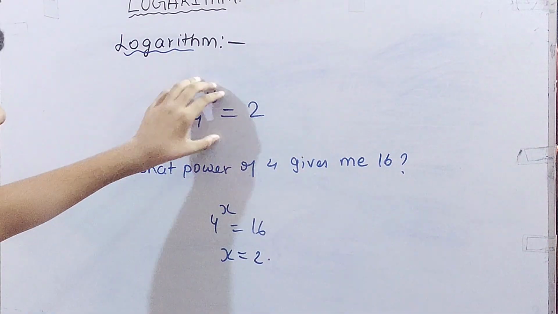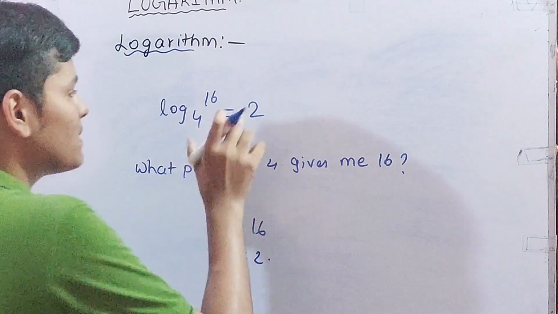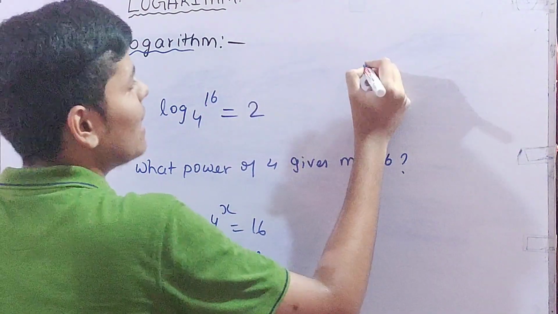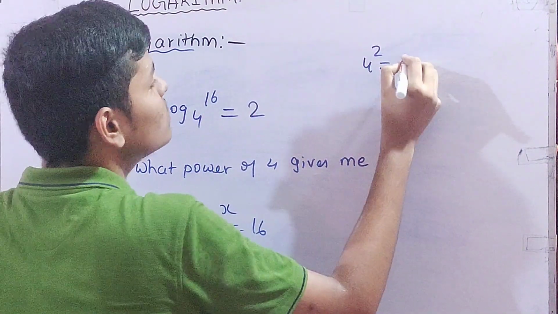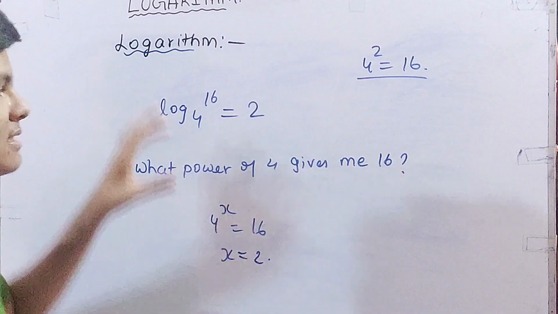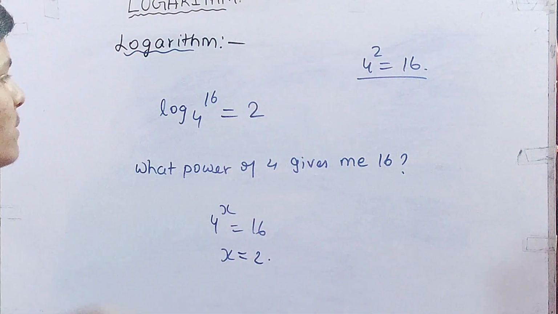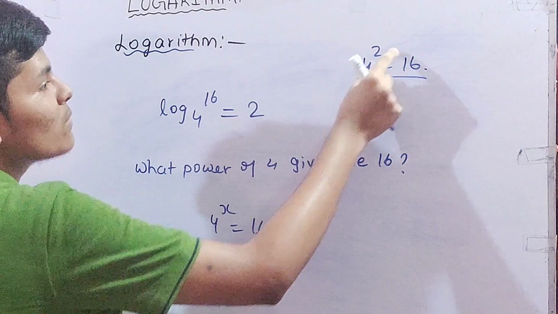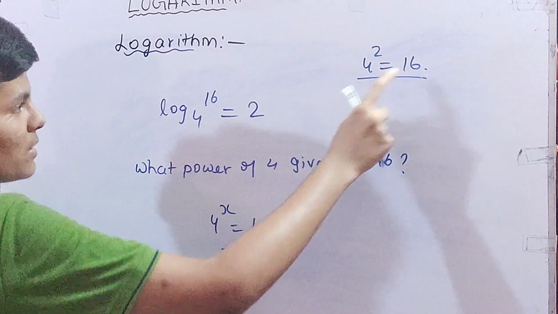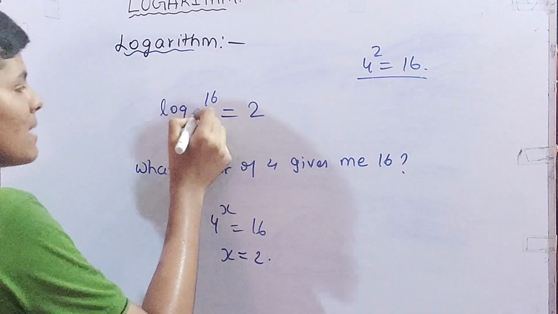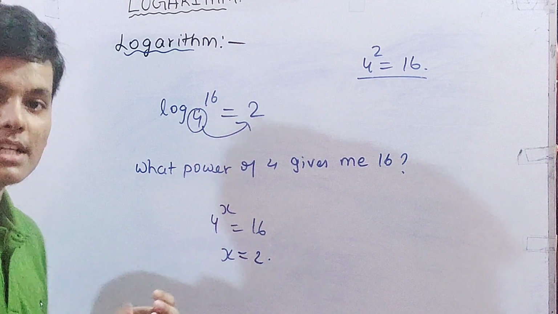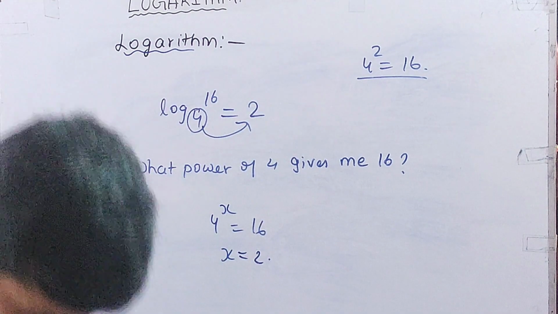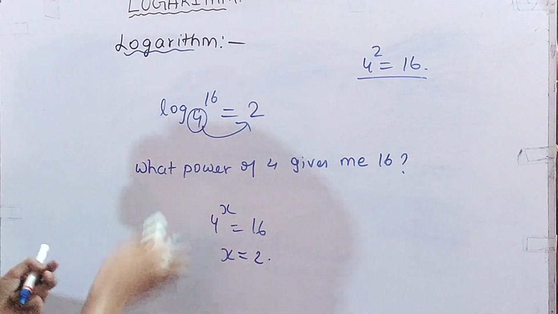How can we represent this in the form of exponents? Representing this in the form of exponent can be as 4 square is equal to 16. Now this is the relation between logarithm and the exponent, that 4 square is equal to 16 and log of 16 to the base 4 is 2. So if you multiply 4 2 times to itself, then you will get the answer as 16. This was the basic meaning of log.